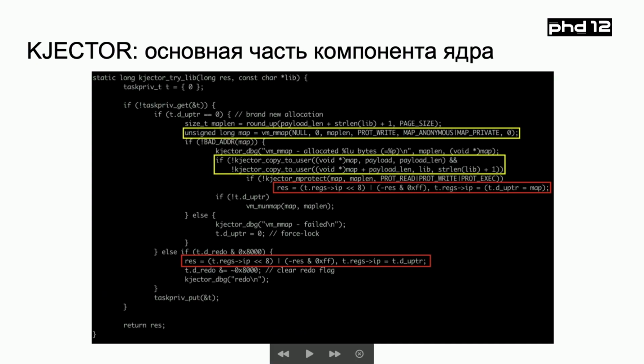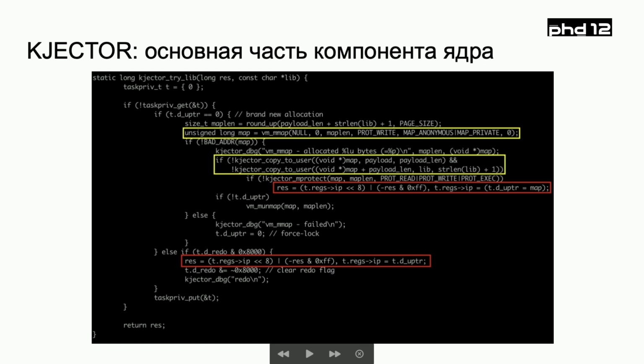So next is the main part of the kernel component, the main function which is responsible for the injection. Again, it's just 20 lines of code, right? Shown in yellow, highlighted in yellow, is our attempt to allocate memory in the process. Then we copy the payload to the process. Shown in red are the two areas where we modify the state of the register in the process. So we do a minor modification here. And also, there is a res, which is like a return state, what we return from the system call.